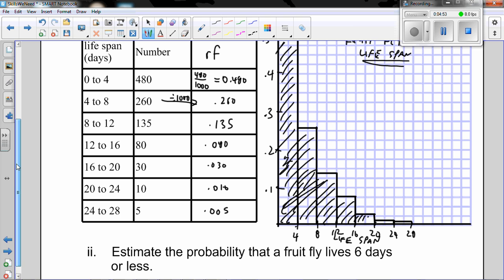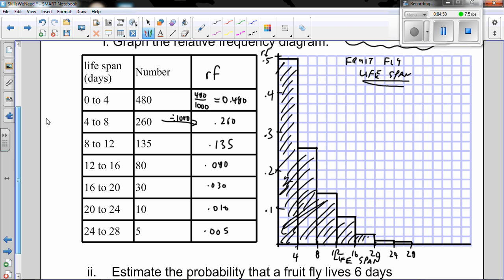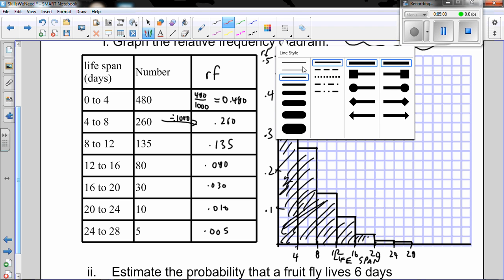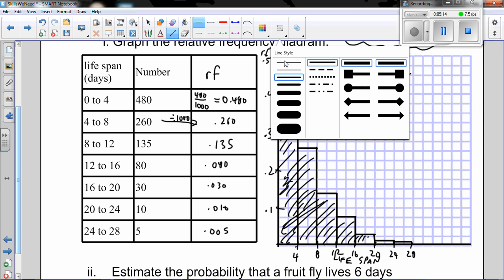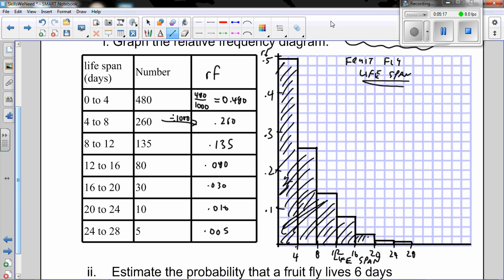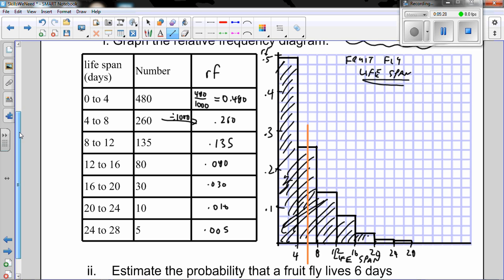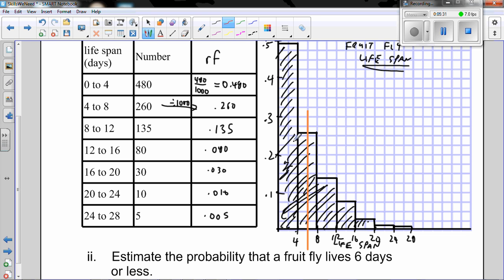Estimate the probability that a fruit fly lives 6 days or less. 6 days or less. Well, essentially, where's 6 days? Let me draw a line there. Draw a big red line on 6 days. Nice big fat red line. That's right about, color it. Get a colored line. There we go. Right about here, right? That's 6 days. And anything on the left of this is what we want to count. Anything on the left of this is less than 6 days. Well, all of this stuff here, that's what I want to count.